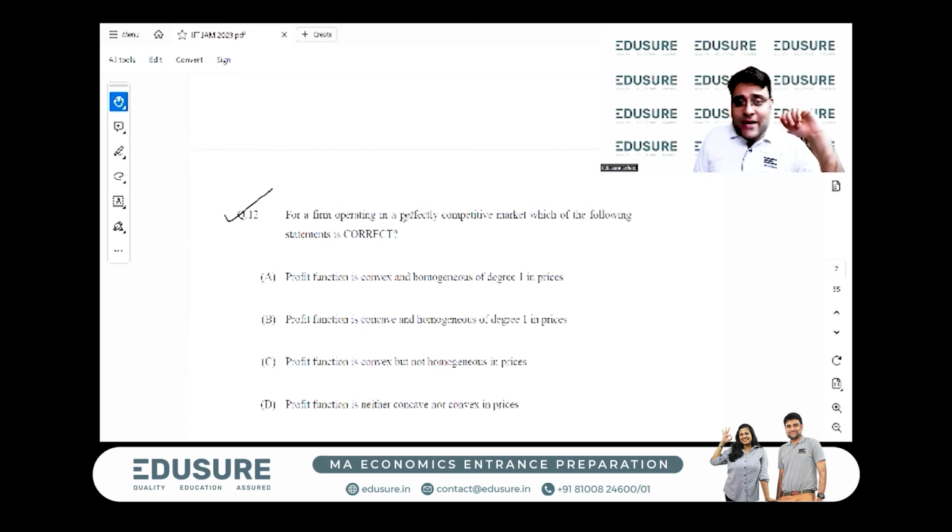IIT JAM 2023, question number 12. A firm operating in a perfectly competitive market, which of the following statements is correct? So we need to talk about the profit function being homogeneous or not homogeneous in prices, and whether it is convex, concave in prices or not. Okay. Chalo, let's go on the whiteboard and solve it.